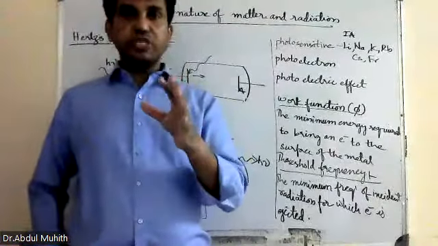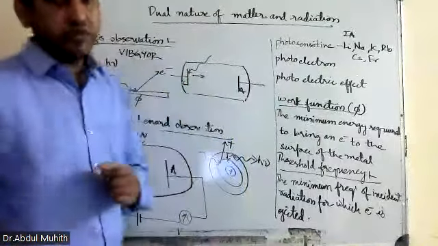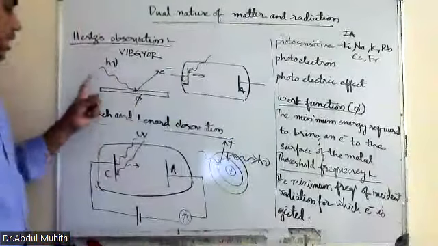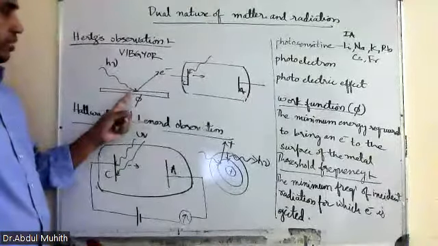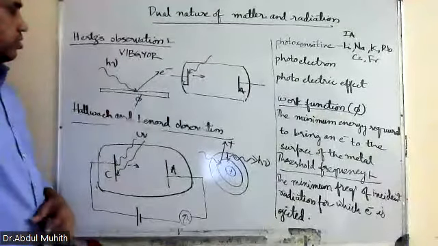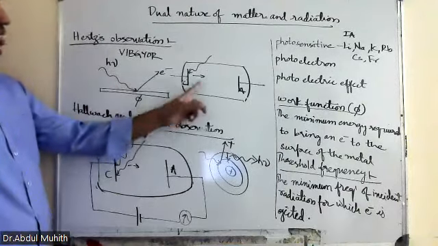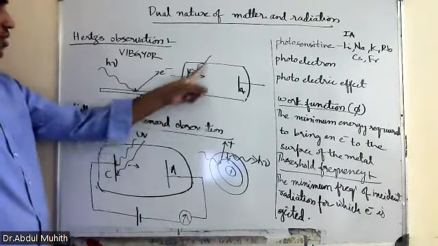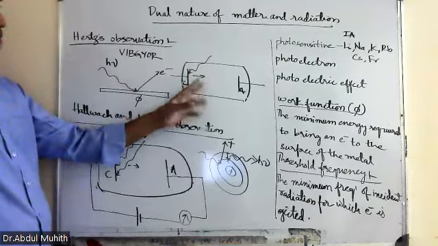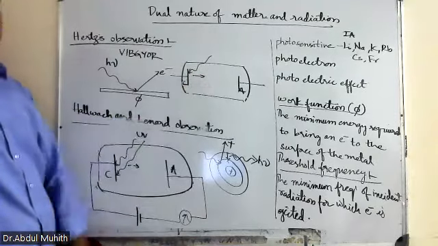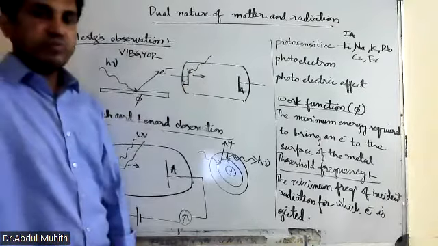This was first demonstrated by whom? Hertz. What did Hertz say? When light is incident onto a metallic surface, electrons are ejected out. That is said to be the Hertz photoelectric effect. The same thing, when light was made incident on this plate in a completely evacuated chamber.